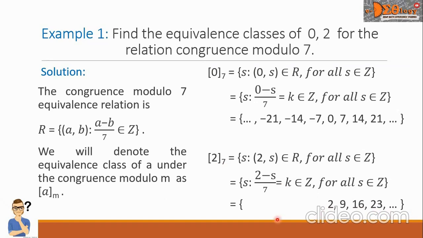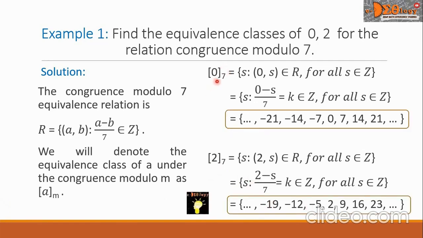On the left side of 2, the first element here will be 2 minus 7, so we get negative 5. Negative 5 minus 7 is negative 12. Negative 12 minus 7 is negative 19. And the pattern continues on the left side. These are now the elements of the equivalence class of 0 and the equivalence class of 2.